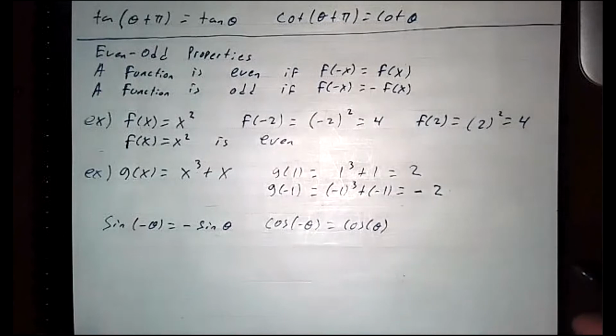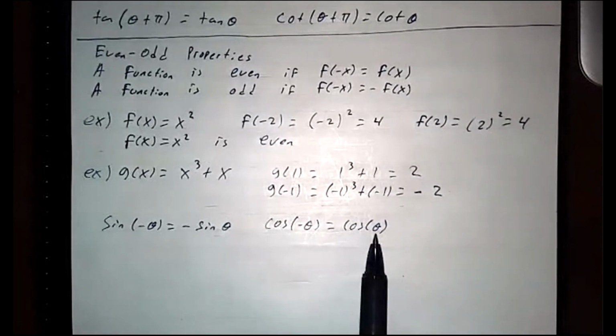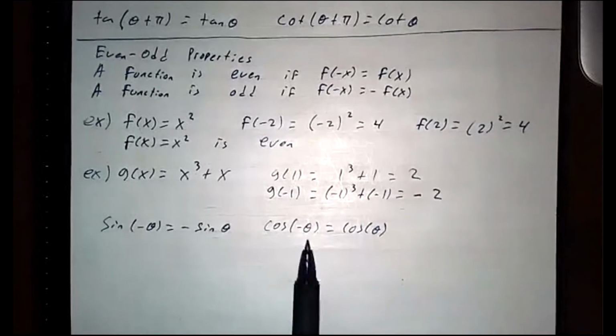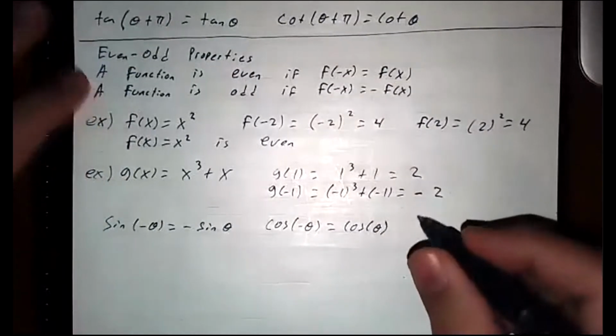That is a property of even. From that, could you say if you plugged in a positive angle, it would come out negative for cosine, or is it not the same? Yeah, it would be the same. So cosine of positive 30 is the same as cosine of negative 30. They are equal. Okay.